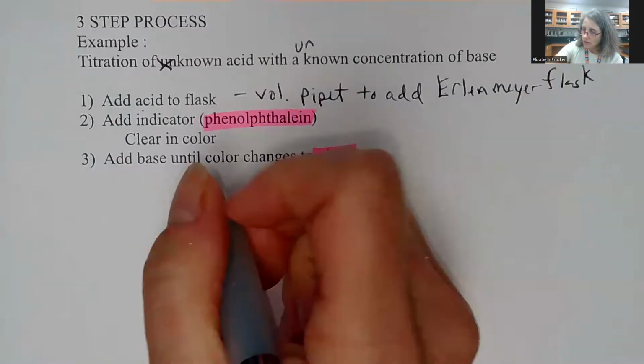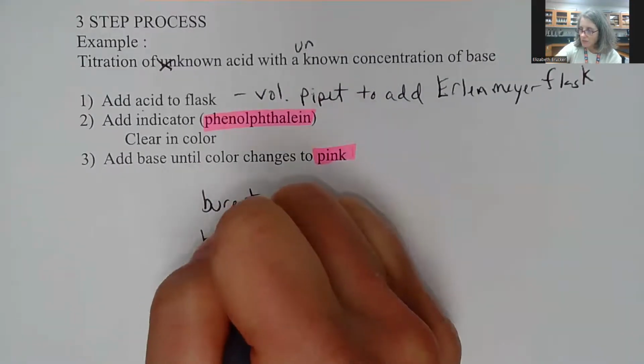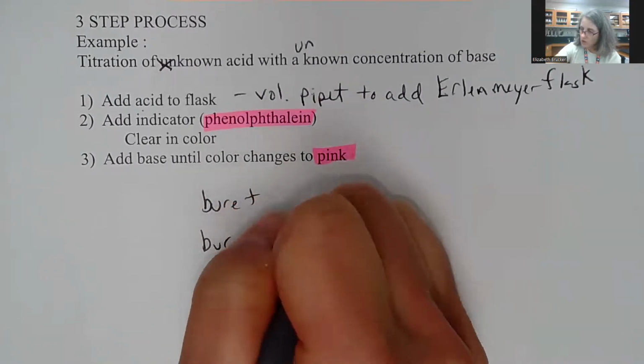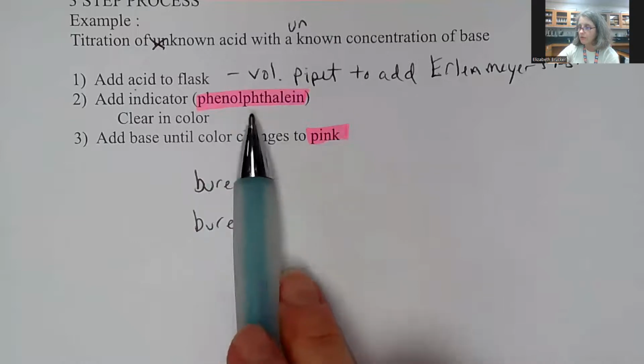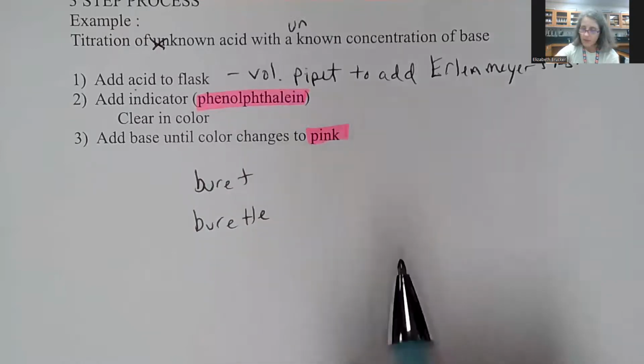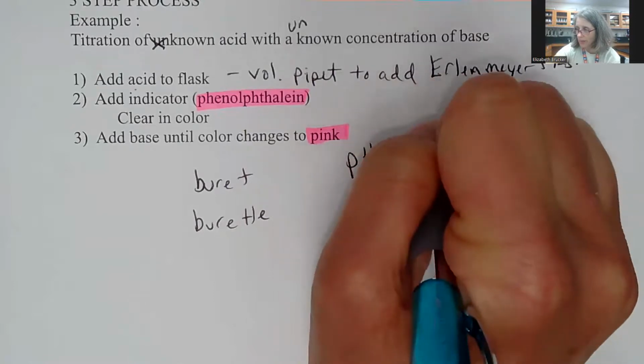Okay, so a burette is usually spelled B-U-R-E-T. Sometimes you will see it has 2 T's and then an E at the end. What you want to know is that you are looking for the phenolphthalein to change pink. Well, phenolphthalein changes pink when we get anywhere above 8.2.